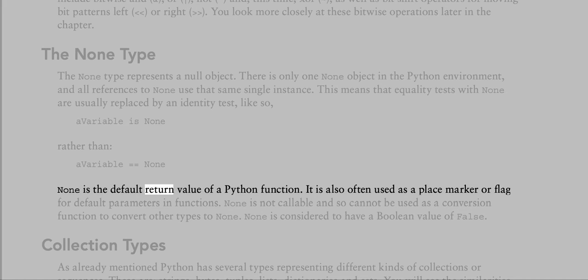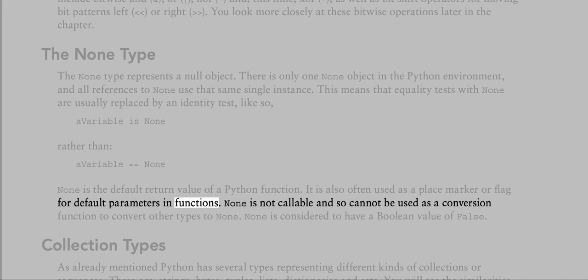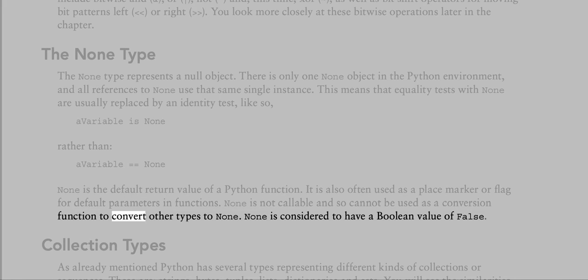None is the default return value of a Python function. It is also often used as a place marker, or flag, for default parameters in functions. None is not callable and so cannot be used as a conversion function to convert other types to None. None is considered to have a Boolean value of false.